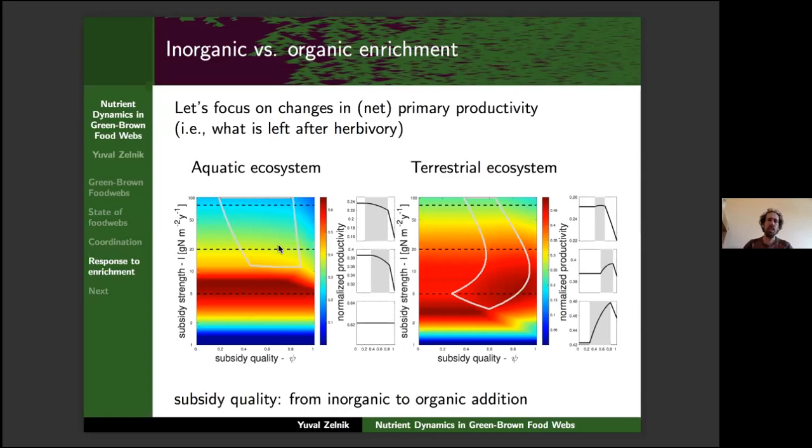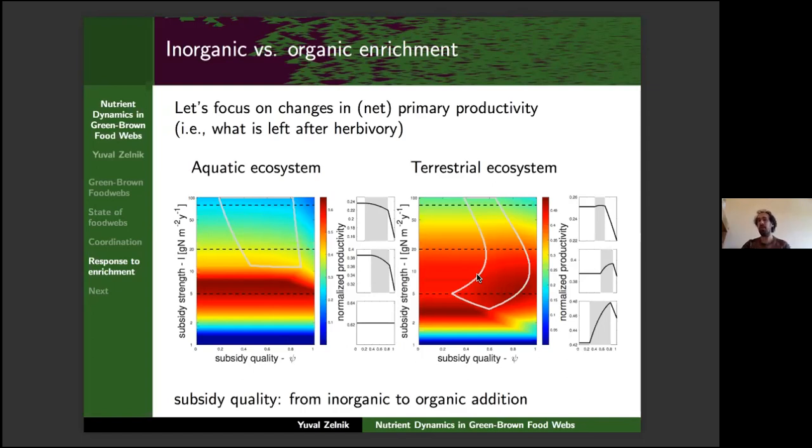And one main thing I want to show in this specific slide is simply that if we go from left to right, if we switch from inorganic to organic additions, then we can ask, how does just the switching, we're not changing amounts, we're just switching the type of nutrient addition, affect net primary productivity? Primary productivity after herbivory is taken out. And what we show here, which is somewhat representative, is that in aquatic systems, generally speaking, as you switch to organic, the amount of productivity will always go down. But this is not at all the case in terrestrial systems, where in some cases you actually can have the net primary productivity going up.